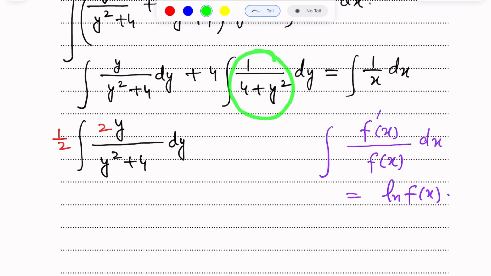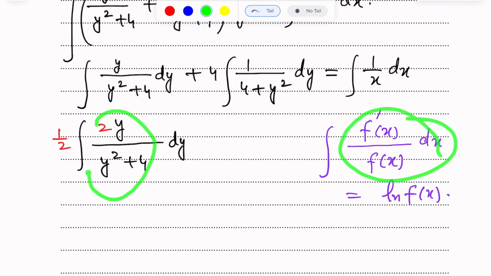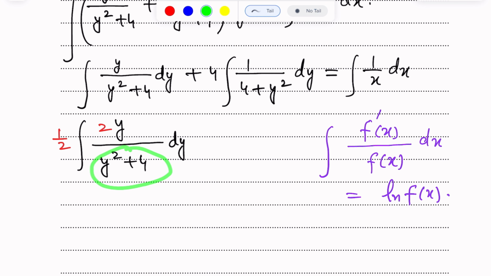Now for the second integral, another formula will be used. We are making just a format. Y square plus 4 is a function, and the derivative of y square plus 4 is 2y. Now easily it can be integrated by using this formula.